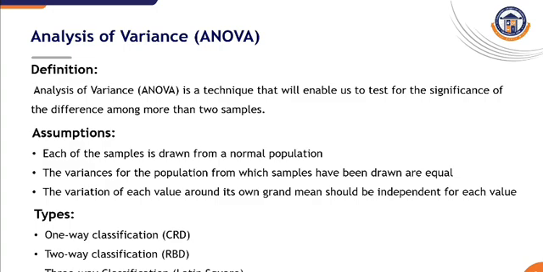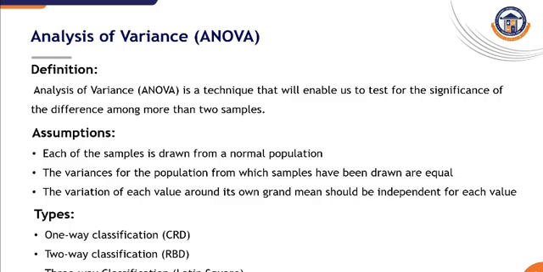So what are the assumptions of ANOVA? Each of the samples is drawn from a normal population. The variances of the populations from which the samples have been drawn are equal. The variance of each value around its own grand mean should be independent for each value. These are our assumptions.